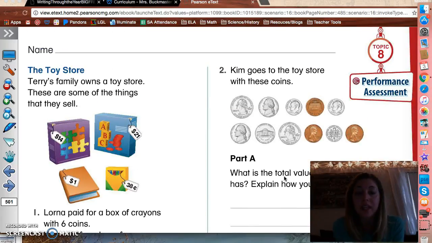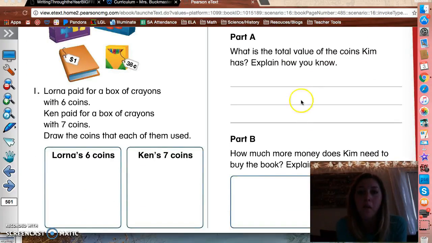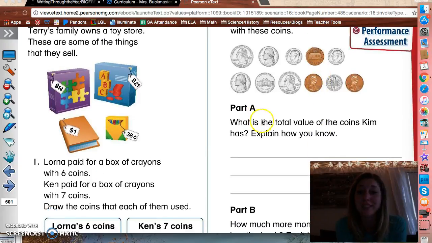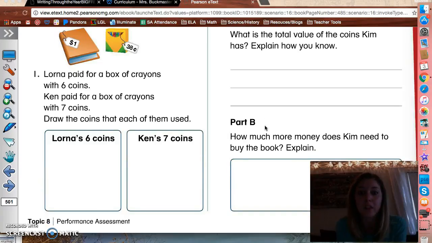Number 2, Kim goes to the toy store with these coins. So it shows you Kim's coins. Part A, what is the total value of the coins Kim has? Explain how you know. So write down, make sure you're answering all parts of the question. It's saying what is the total value of the coins Kim has and explain how you know. If you just do one of those things, you won't get all the points that you need.